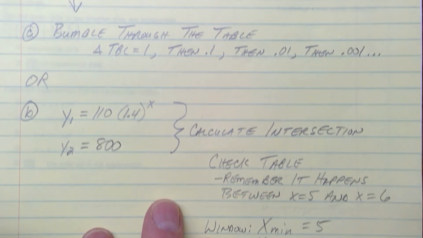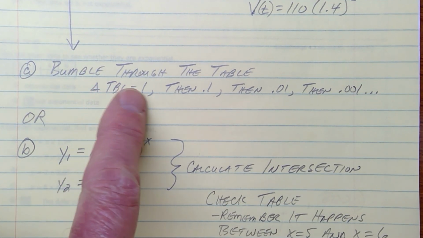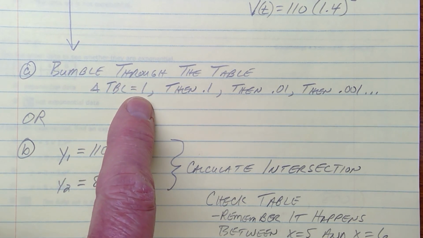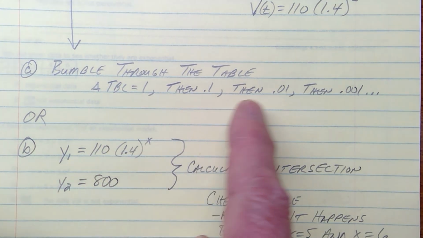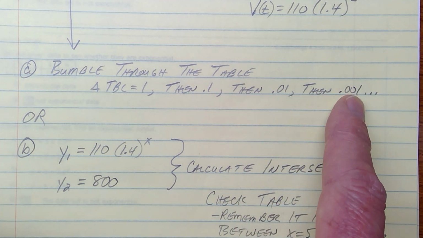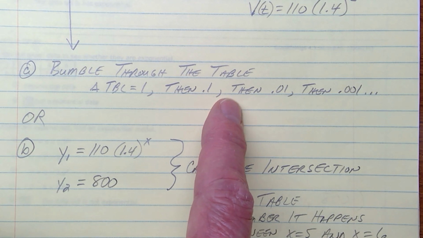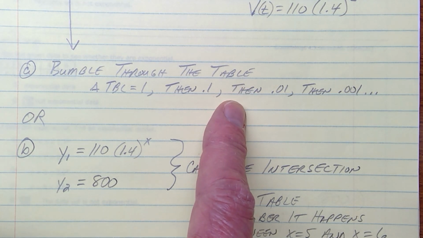Okay, again, it's your choice how you do it. The first way that took kind of a long time, we kind of bumbled through the table. We said go by steps of 1, go by steps of a tenth, a hundredth, a thousandth. That gets you pretty darn close. Sometimes you land right on it. And lots of people like to bumble through the table and figure out the answer.